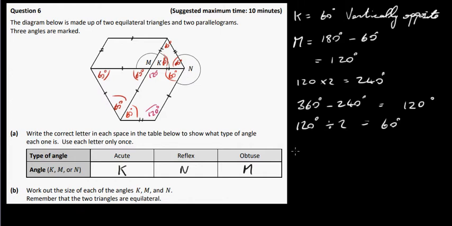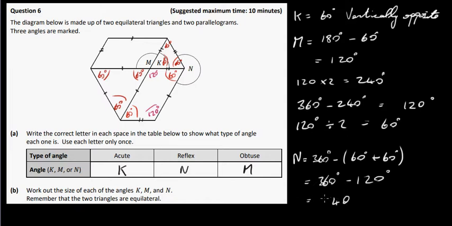So all I've got to do is take N, the N here is just going to be 360 degrees minus 60 plus 60 degrees. So that'll give me 360 degrees minus 120. So that will give me N as 240 degrees. So N is equal to 240 degrees. I mean, that's one way of doing it.